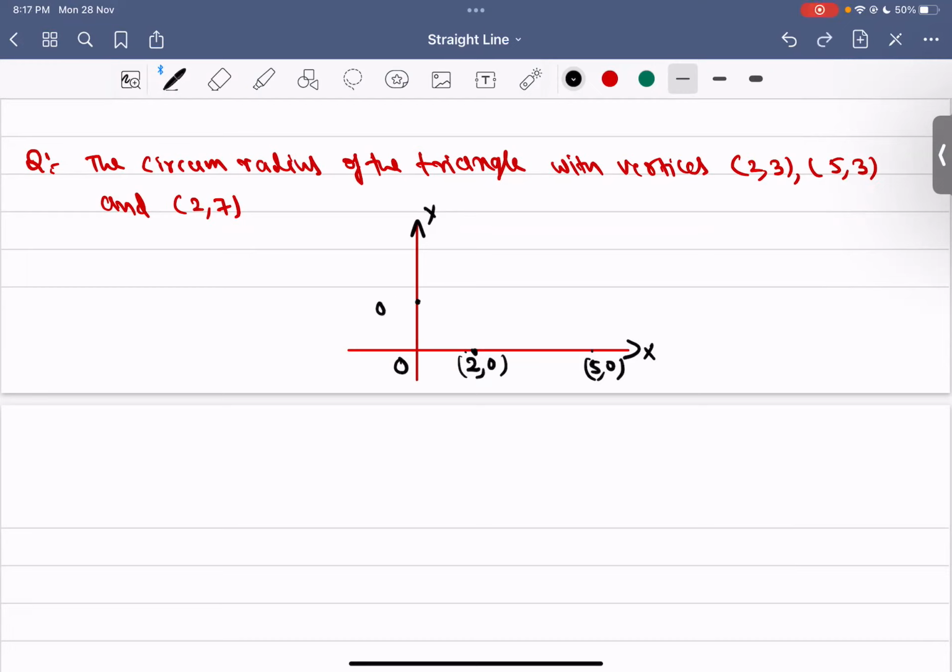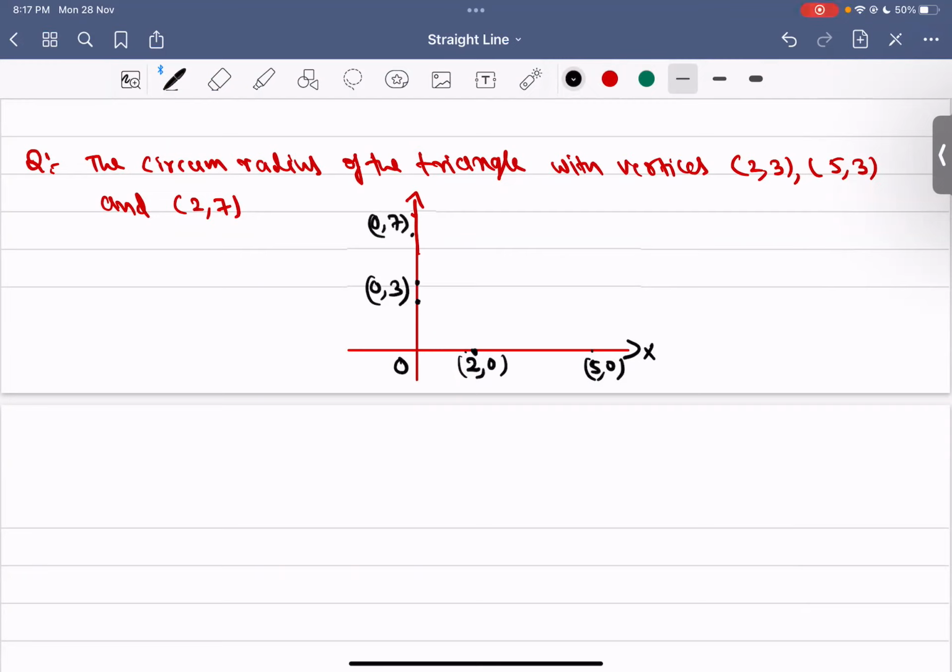Suppose this is (0, 3). Next, what we need: the y coordinate 7 is there. Therefore, extend this a bit. So this one is, suppose, (0, 7). So this is the (0, 7) point.